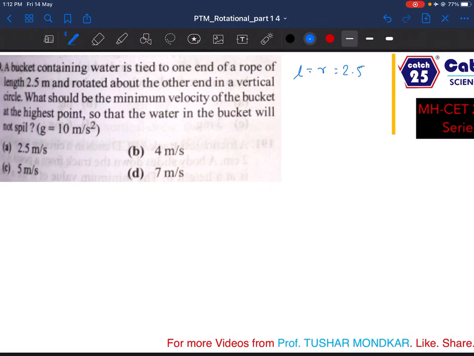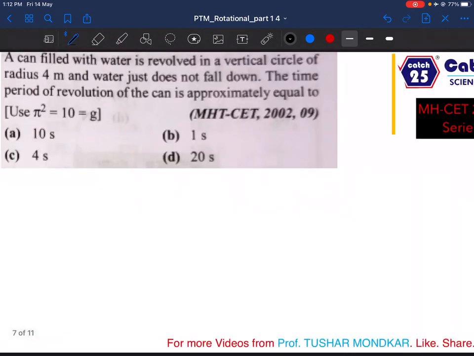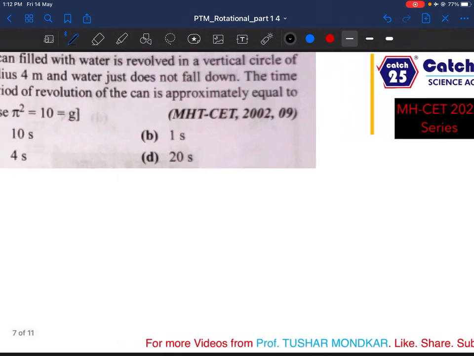So at the top velocity is root rg. Question finished. R is 2.5, g is 10. So that will be root 25, which is nothing but 5 meter per second. Now, almost all the questions are of this level only. But there are some questions which are a little bit modified or twisted. So we are going to see such kinds of questions too.